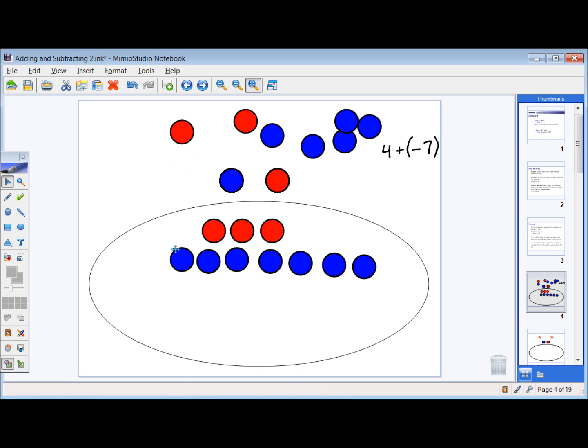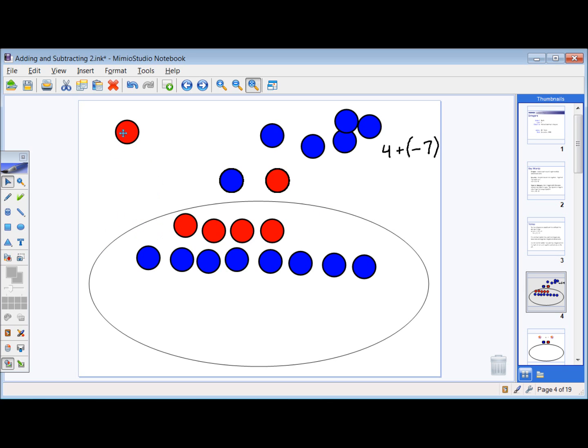I can also add 0 pairs. If I pull in another positive and a negative, it's still the same number. I haven't changed the value. As long as I'm adding or subtracting 0, I don't change the value. Say I had 5, right? 5 plus 0 is 5. 5 take away 0 is 5. 5 plus 0 plus 0 plus 0 is still 5. It doesn't matter how many times I add or subtract 0 from a number, it stays the same.